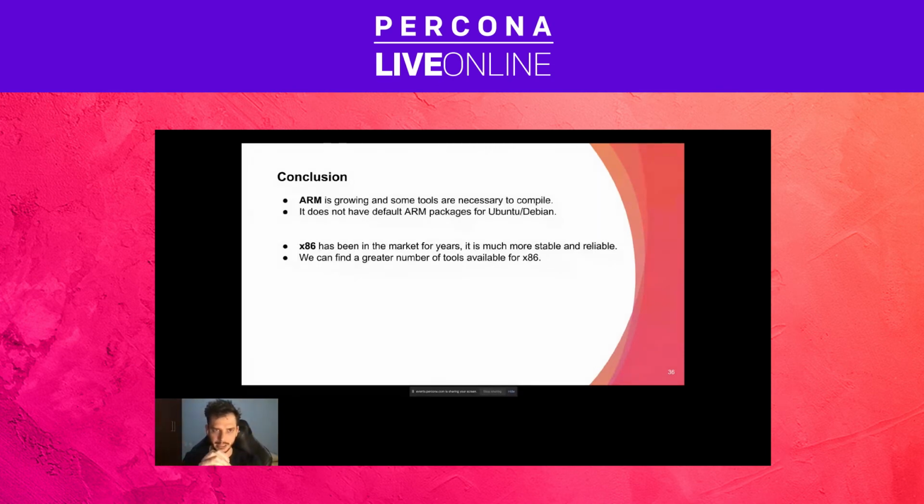And what are the problems that I could observe? ARM is still a young platform, a young architecture in terms of, of course, the database world, the MySQL world. It exists much before that, but we are talking specifically about this. So we are still lacking some tools. I'm pushing Roma, who is a developer on the PMM team.